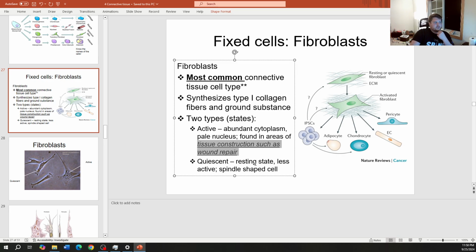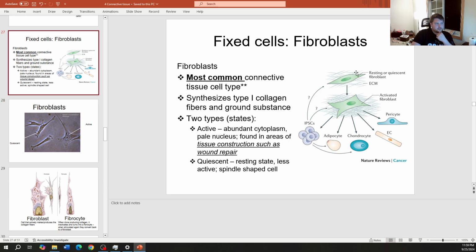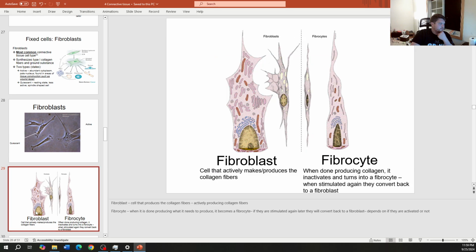And then quiescent is more the resting state, and they're shaped slightly different. You see the active form right here is more of a star shape. The quiescent form is much flatter, what they call a fusiform or spindle shape. Again, here's the active one. It's got all the spikes coming off it. And the regular one, or the resting one, is flat.